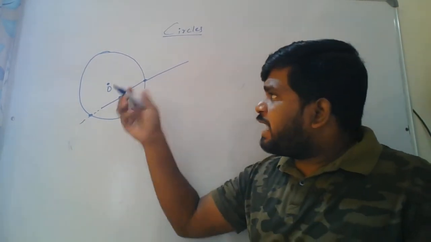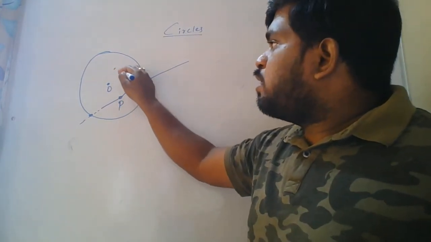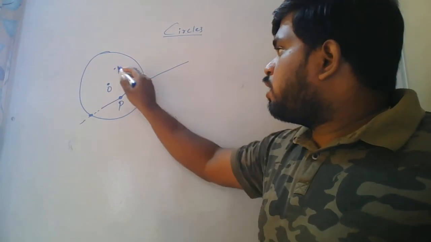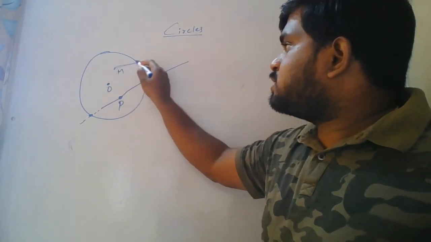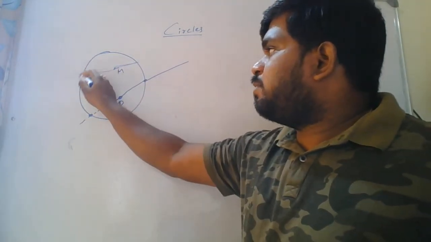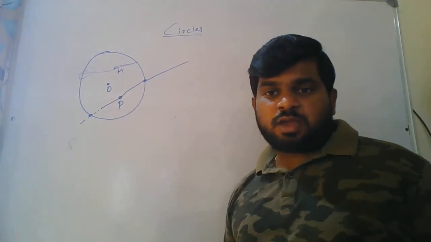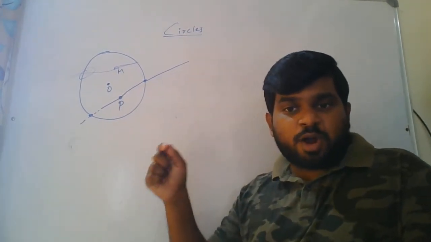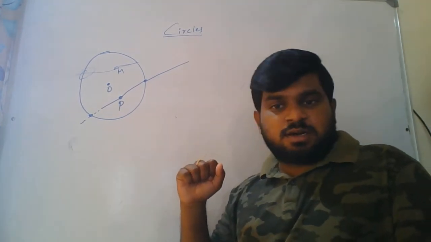Take any point inside the circle. From this point, can I draw a tangent? No, you cannot draw it, because if you take this to be your tangent and extend the other side, it will meet the circle somewhere. Therefore, you can never draw a tangent to a circle from a point which is inside the circle.